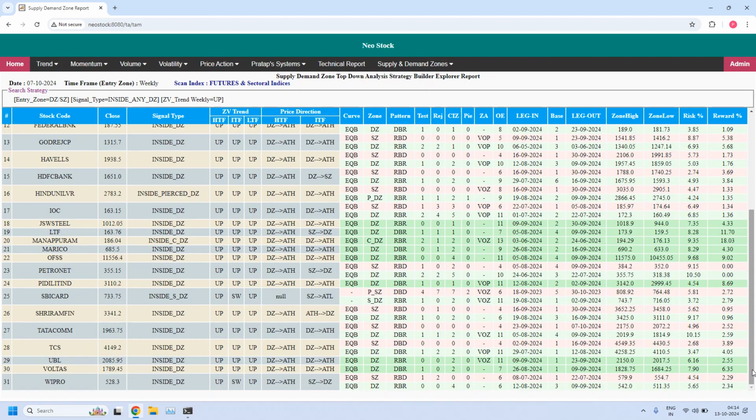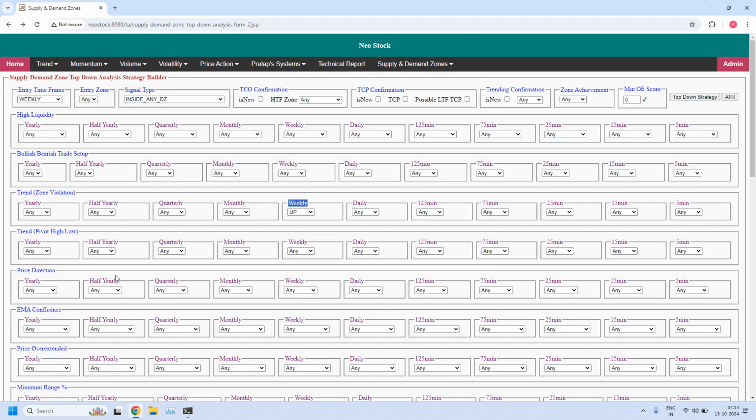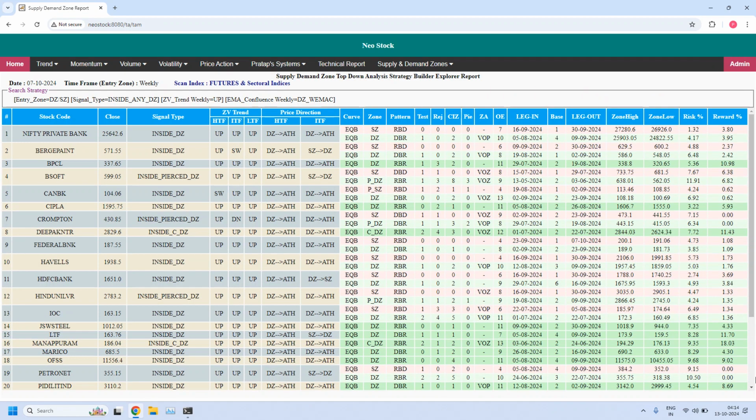Okay, to further improve the probability, because the weekly trend is uptrend, if any of these weekly zones have weekly EMA confluence, they are an even higher probability setup. So I'm going back. In the EMA confluence at weekly time frame, I'm adding the filter weekly demand zones having weekly EMA confluence. Now let's verify. Okay, still the list is big.